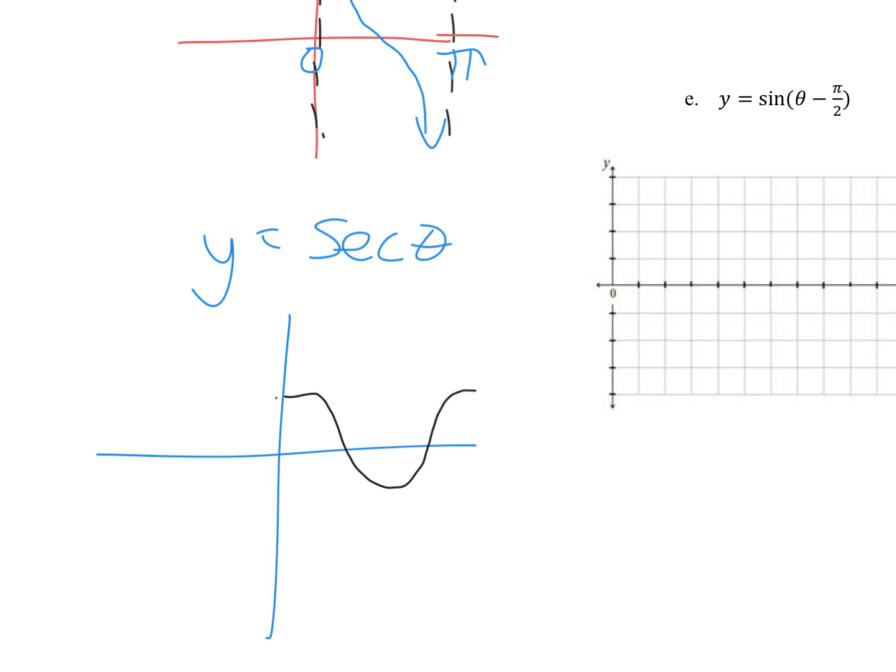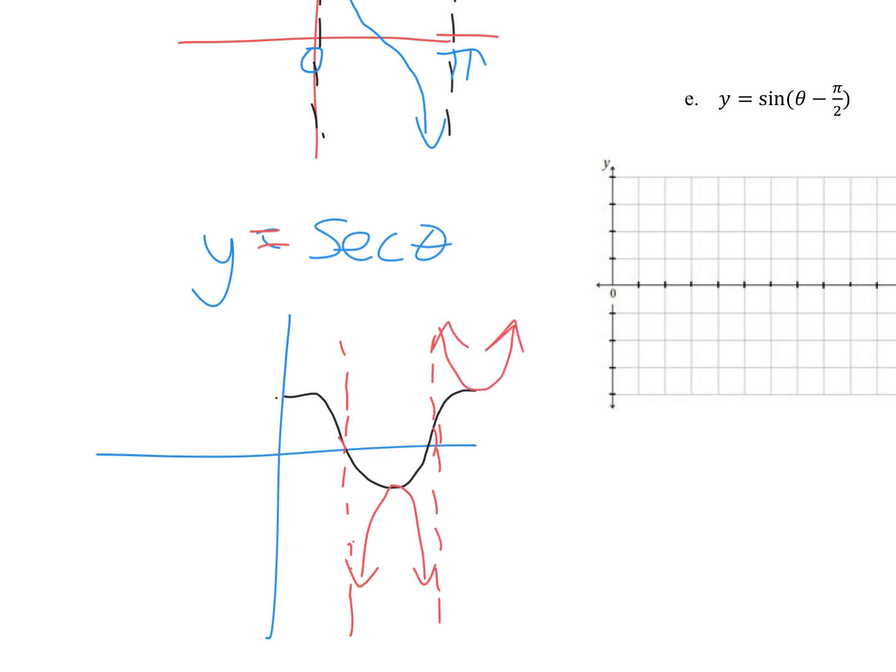And then I go and say, since secant is really the flip of this, as in the inverse of this, then wherever this thing hits 0, you had to have 1 over 0, so it doesn't exist. So there's asymptotes here, and it goes like this.